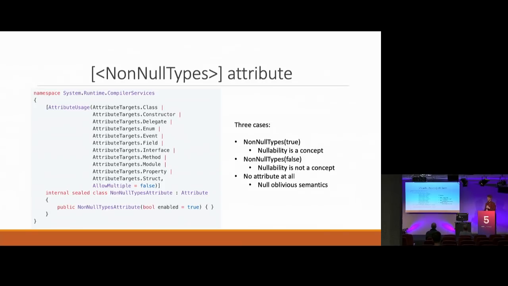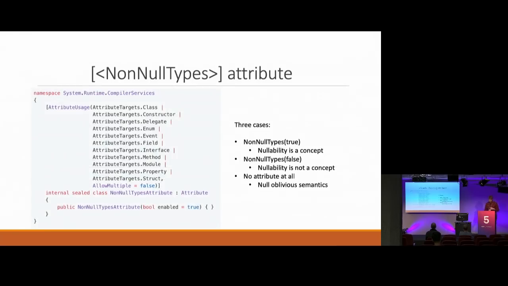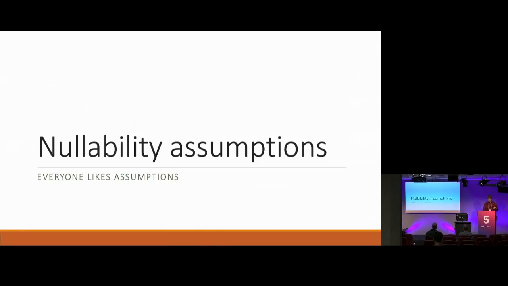That's what are known as null-oblivious semantics. And so that's kind of an interesting thing that leads into these things called nullability assumptions, because I had said the word assumption a few times, right? Based on this attribute that's applied here, the compiler can assume whatever, right? Well, if you have non-null types true, we can assume that for that scope we're going to distinguish between string and non-nullable string, and this is just something that people will be happy with because that's actually there. But what if there's no attribute at all? That's where things get a little tricky, right?